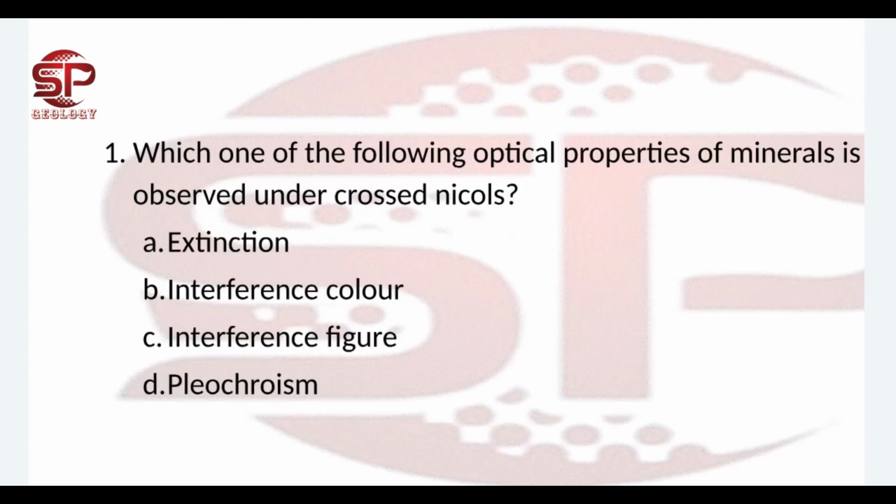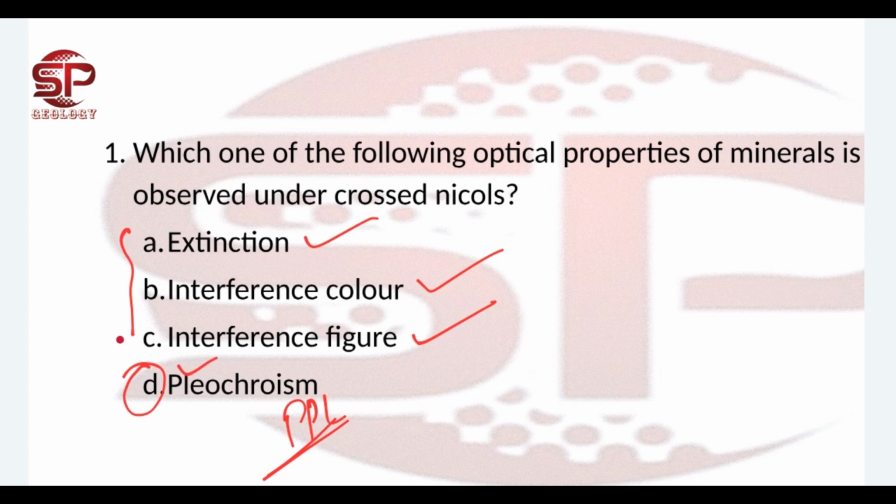Which one of the following optical properties of minerals is not observed under crossed nicols? Extinction is always observed under crossed nicols, where the stage goes dark. Interference color is a color property shown under crossed nicols. Interference figure is also under crossed nicols. Only pleochroism is a property where the mineral changes color when rotated under plane polarized light. So pleochroism is not included under crossed nicols properties. Pleochroism is a PPL property. So the answer will be D.